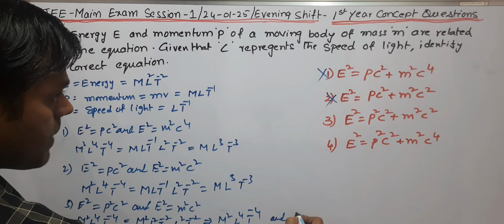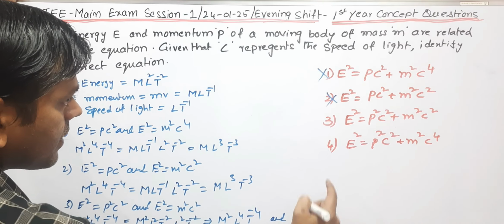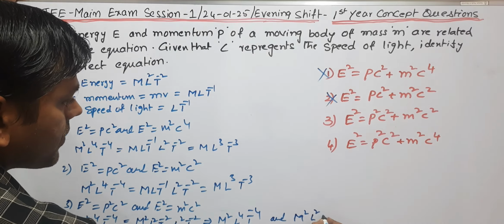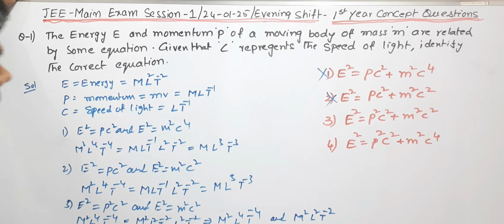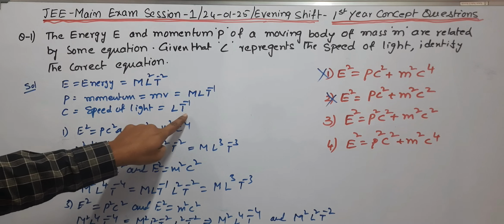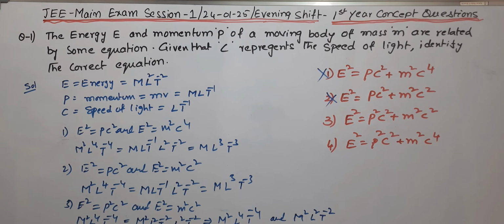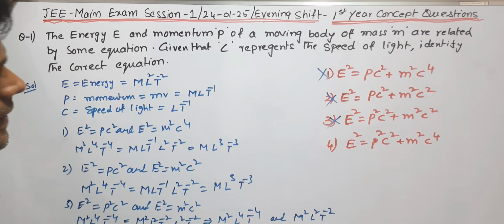M means mass, squared. C square is L square T power minus 2. So m square c square is M square L square T power minus 2. But on the LHS side it is M square L power 4. So it is also not correct.